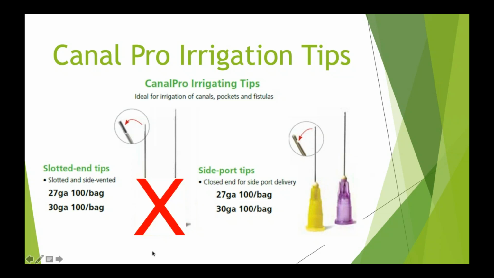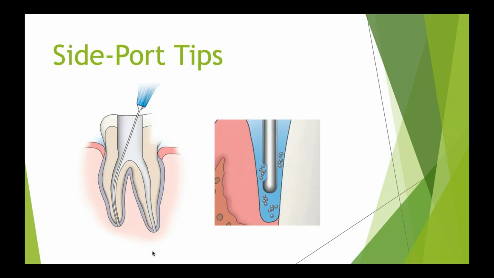All right. The whole key is we want to be careful when we're using slotted end tips. Slotted end tips have a potential of extruding enough irrigation beyond the end of the root and into the periapical tissues. So therefore, as endodontists, we tend to shy away from these slotted end tips, and we really like the side ported tips itself. So if you look at a closer view, you can see what we mean by that.